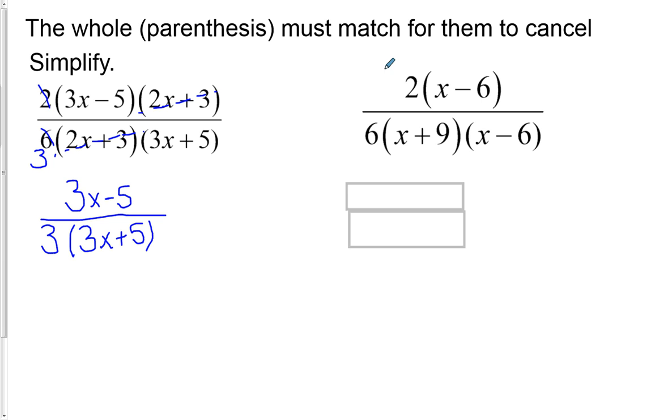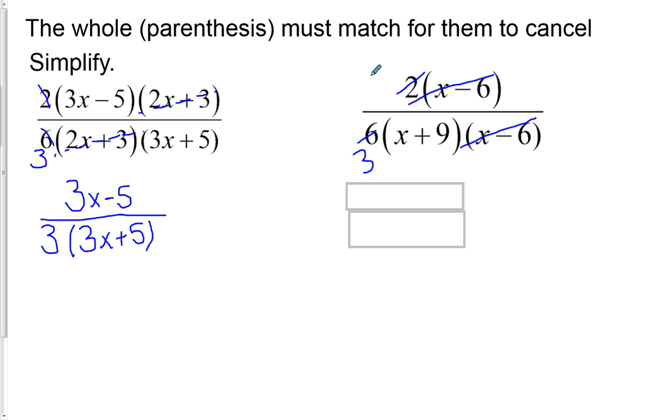Next one, we've got 2 times x minus 6 over 6 times x plus 9 times x minus 6. Again, 2 and 6, just like last time, right? Divide by 2, divide by 2, I get 3. X plus 9 can't cancel. Moving on. X minus 6 cancels.